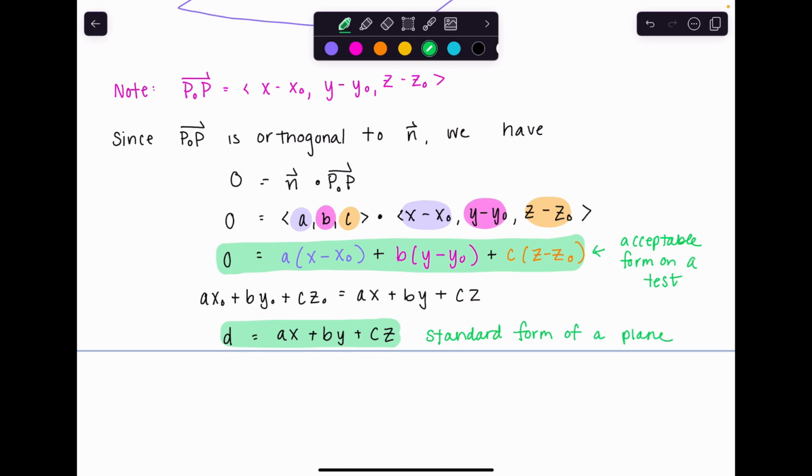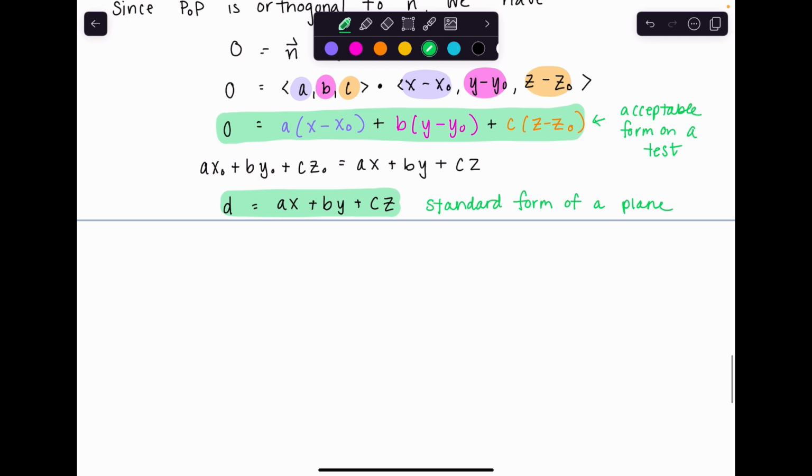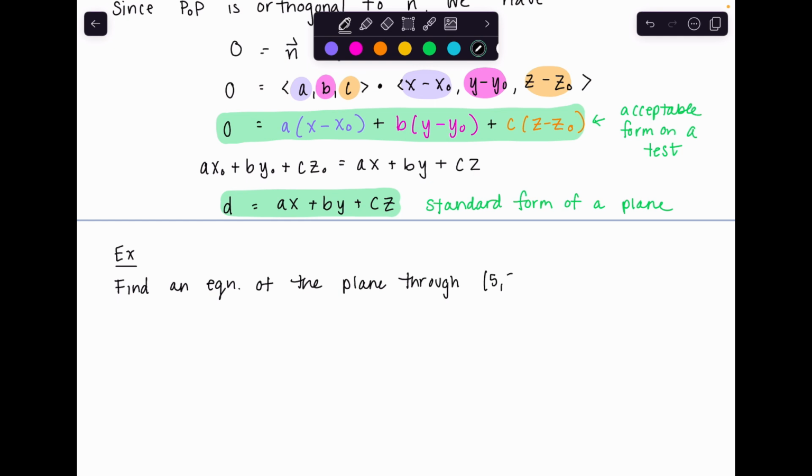Okay. So let me do an example just to show you. Again, if the directions don't say to put in standard form, you don't have to go through this rearrangement. We'll do a nice example and then we'll do a harder one from there. So let's find an equation of the plane through the point 5, 3, 5 with normal vector 2, 1, -1.